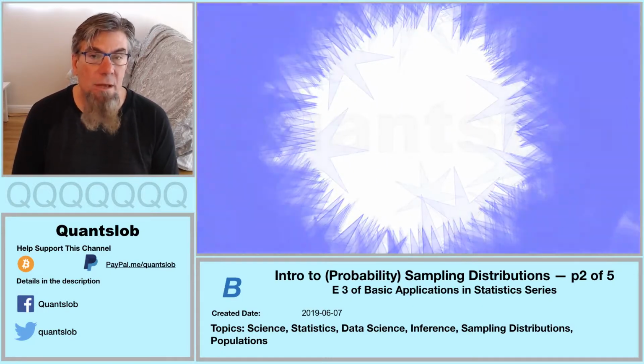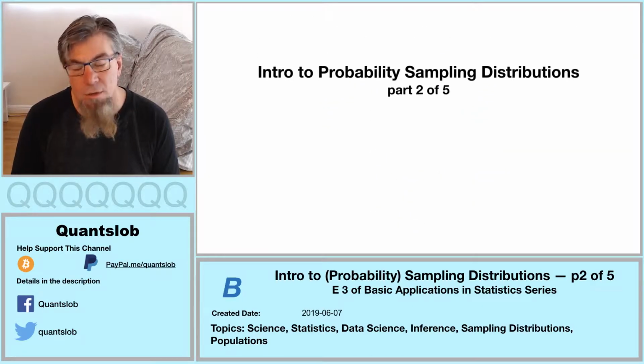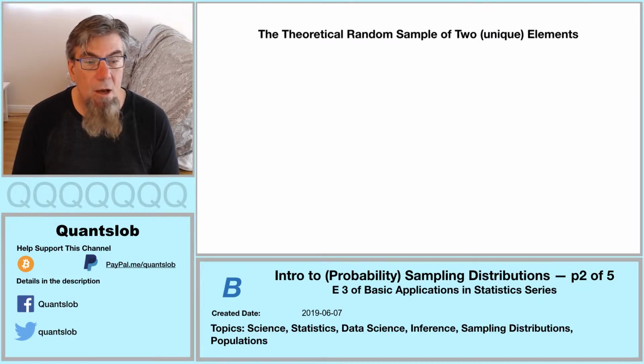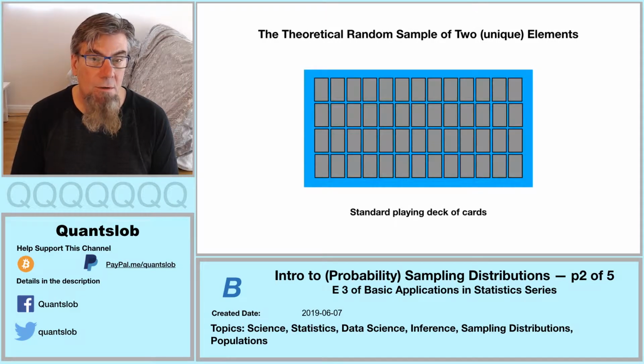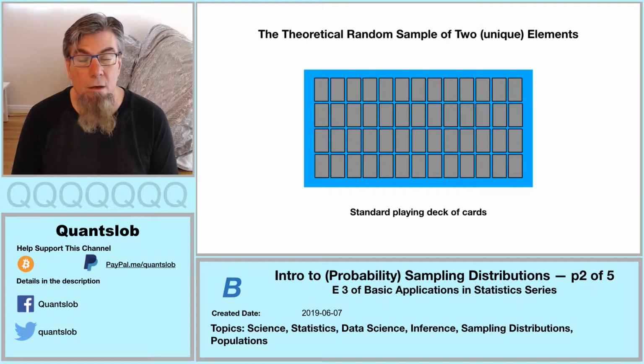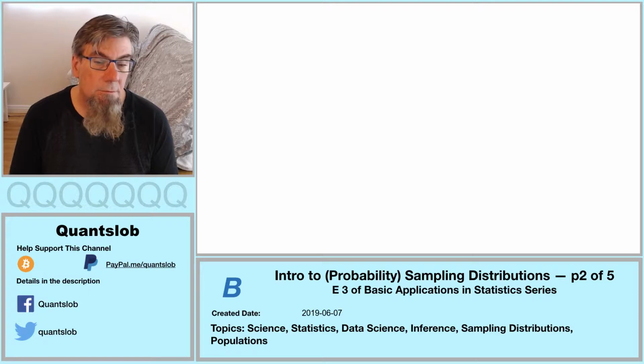This is third in our basic application series. This time around, part 2 in our mini-series on probability sampling distributions. We're going to pick up with our trusty deck of 52 cards. Let's imagine a theoretical random sample of 2 cards from our standard deck of playing cards. For this example, we're going to say that the 2 cards must be unique. Our theoretical random sample cannot contain the same card twice.